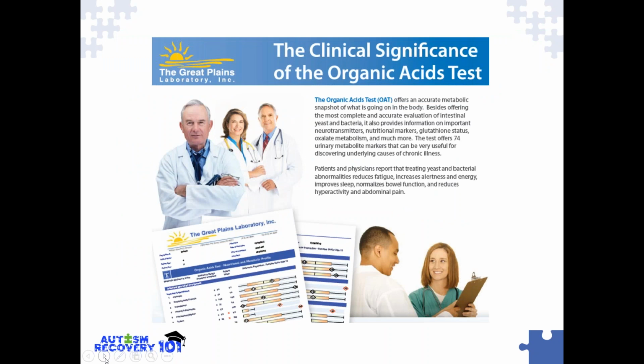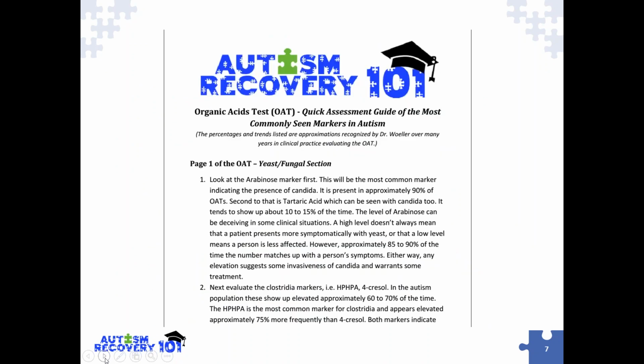This was the document I mentioned, the clinical significance of the organic acids test. Worthwhile having, print it out, download it to your computer, put it in a folder, just have it readily available. It's not like you're going to read through this thing, but it gives you a quick snapshot of a specific marker and what are some things that can cause it to be elevated. This handout is very useful. This is that quick assessment guide of the most commonly seen markers in autism that are found on the organic acid test. And so this is something that you definitely want to have with you when you are going through your child's test.